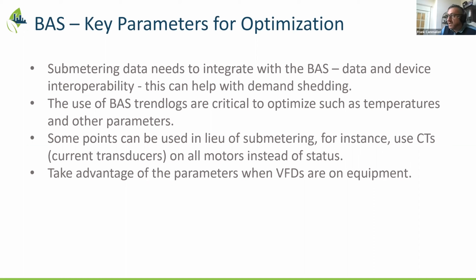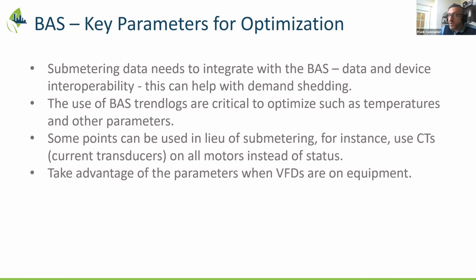So something to keep in mind. The use of BAS trend logs is critical to optimize things that are not energy related. The example would be the Terry Miller refrigeration plant. It's great that they're submetering that, but the reality is that the way that plant is controlled, it's controlled to maintain things like temperatures. So you would need to know, okay, why is the compressor acting the way it is? Why are the condenser fans running the way that they are? And that involves more than just energy.